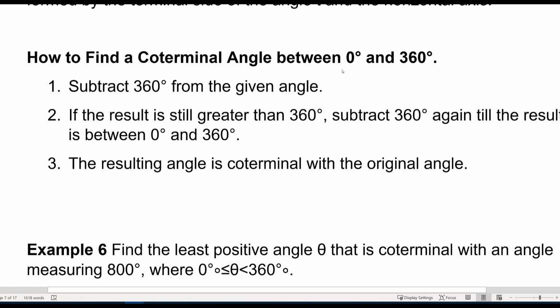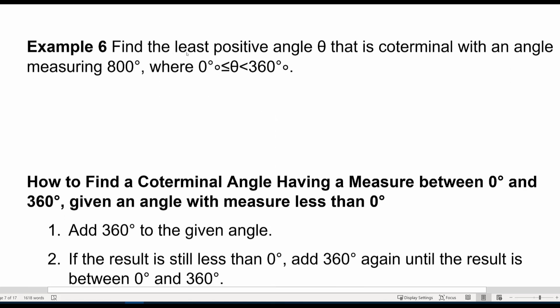How to find a coterminal angle between 0 and 360. Subtract 360 from the given angle. If the result is still greater than 360, subtract 360 again until the result is between 0 and 360. The resulting angle is coterminal with the original angle.